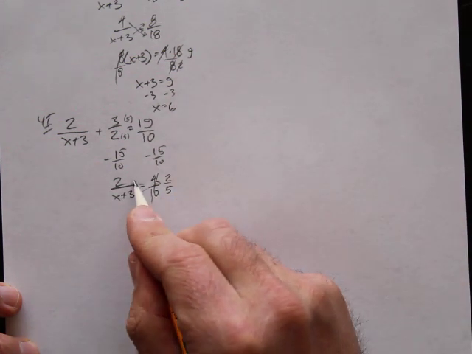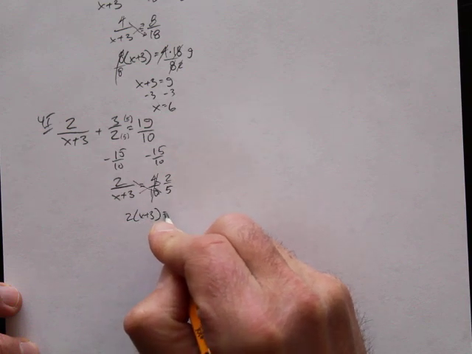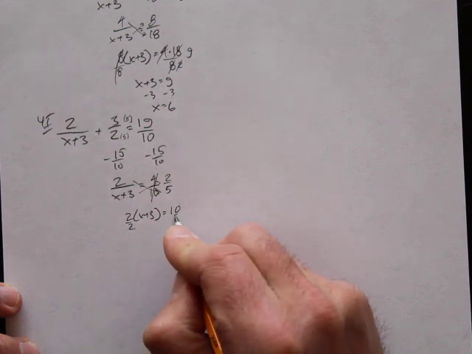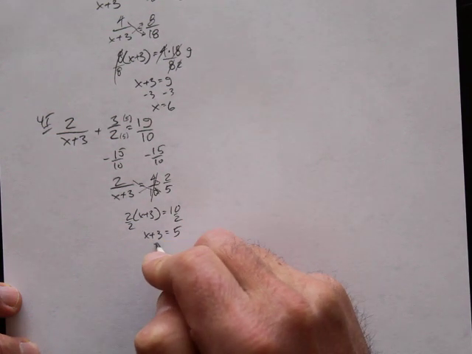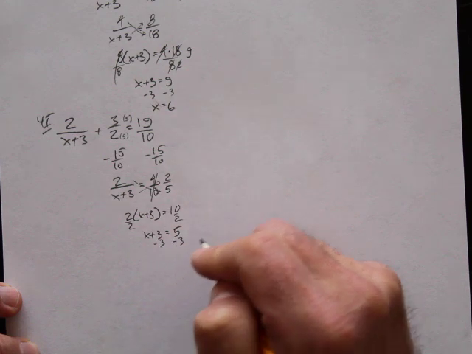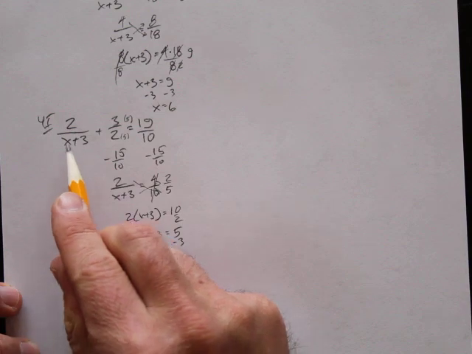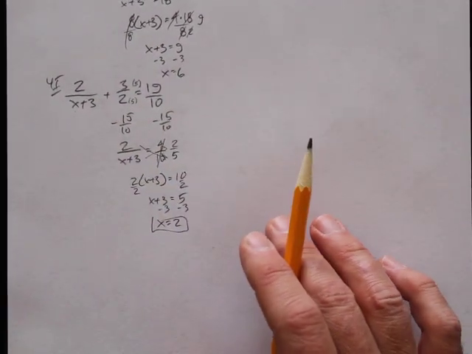Then I'm going to multiply across. So I've got 2 times x plus 3 equals 2 times 5, which is 10. Divide by 2. X plus 3 equals 5. Subtract 3 from both sides. X equals 2. And 2 plus 3 is 5. It's not 0, so we're all good there.